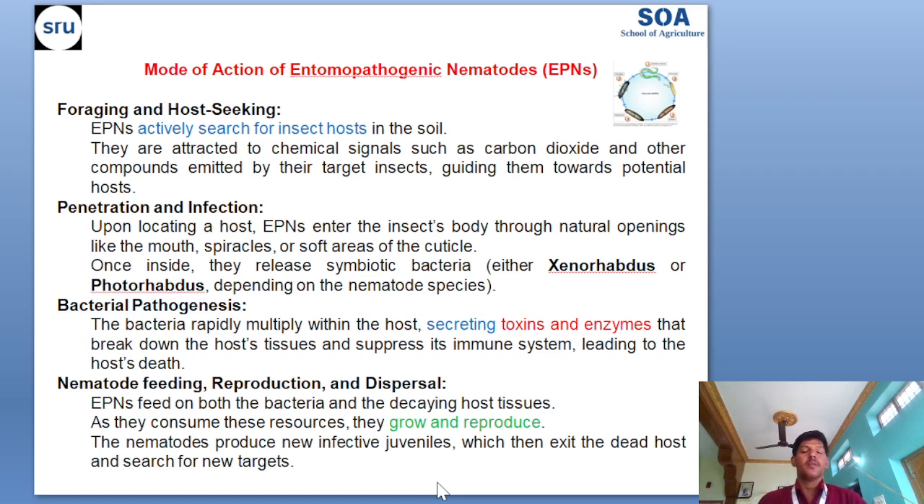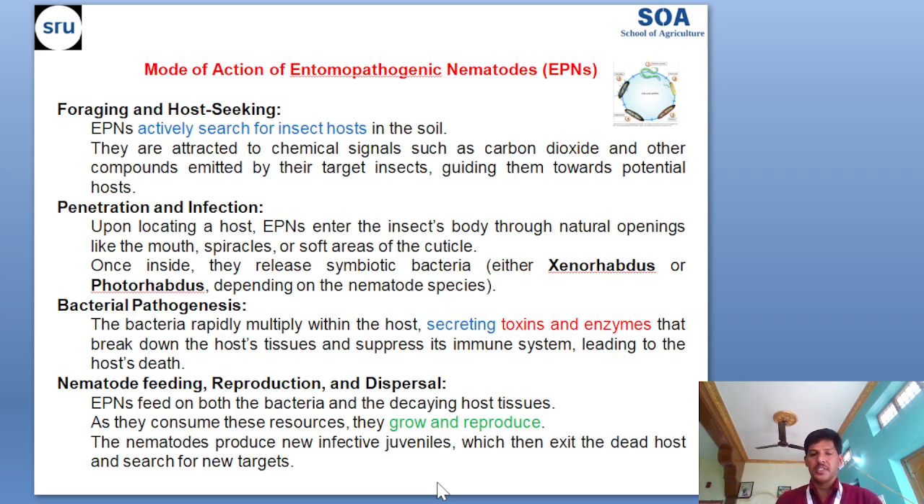Next step in the mode of action is the penetration and infection. Upon locating a host, entomopathogenic nematodes enter into the insect body or host body through the natural openings like mouth, spiracles, or soft areas of the cuticle. Once inside, they release symbiotic bacteria, either Xenorhabdus or Photorhabdus. It depends on the nematode species.